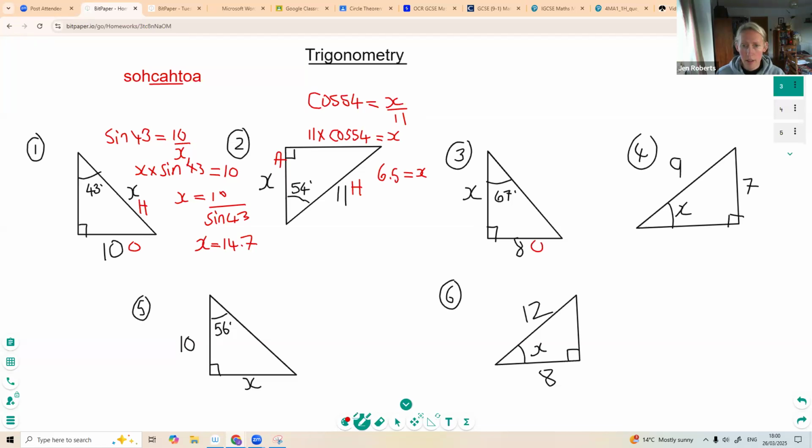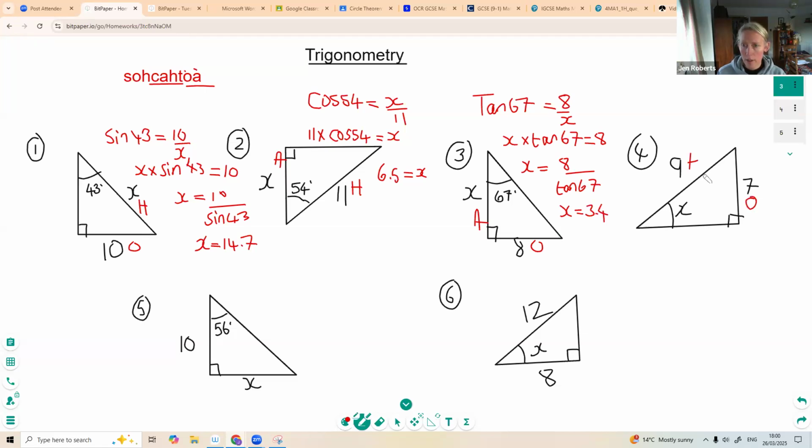Opposite adjacent, tan. Tan 67, don't forget O divided by A. 8 over X. X is the denominator, so let me times both sides by X first. Divide both sides by tan 67. X is 3.4.